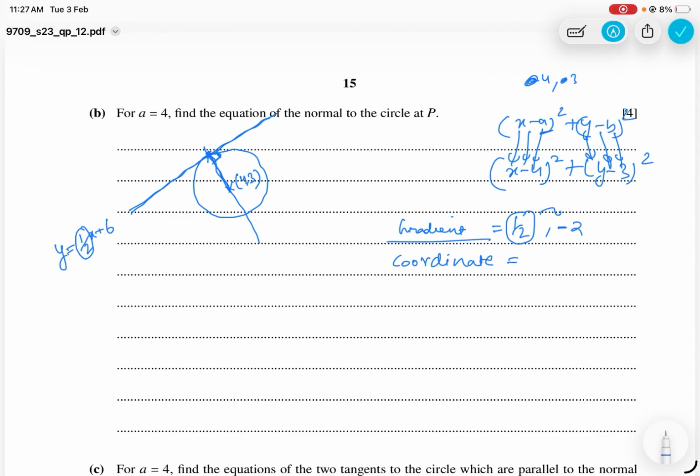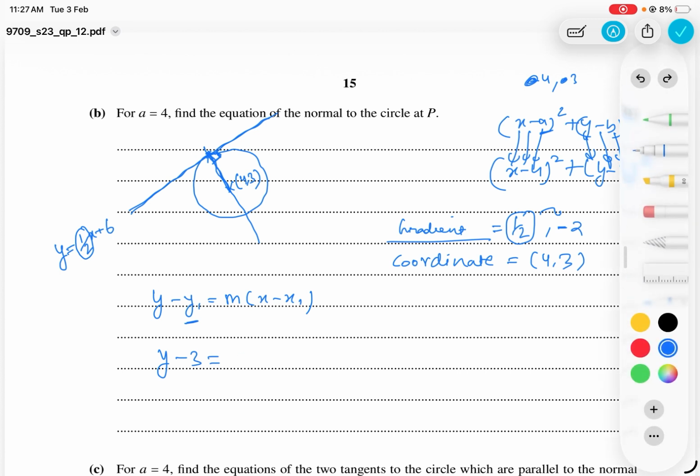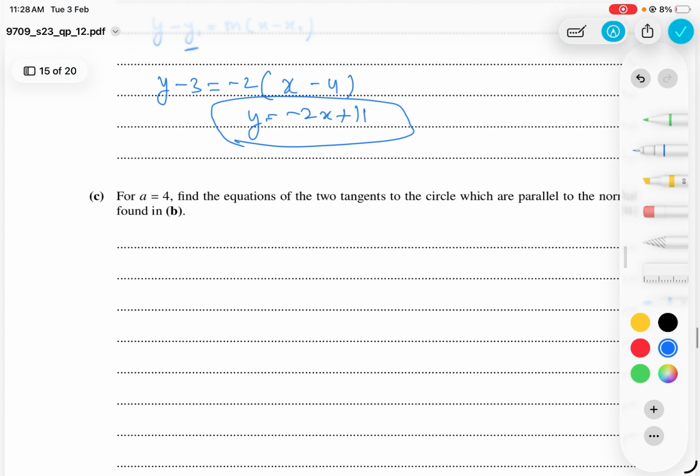The coordinate of the center is already given to us. We will use this equation: y minus y1 equals m times (x minus x1). The value of y1 is 3, and the value of m is negative 2, so we'll put negative 2 times (x minus x1). x1 is 4. Solve this equation and you will have y equals minus 2x plus 11. Yes, learner, you got this one also correct. Let us move on to the next question.